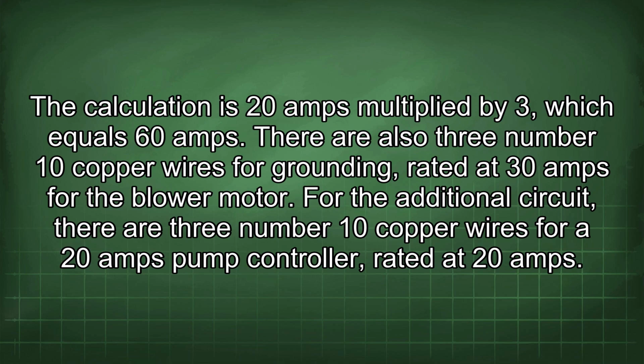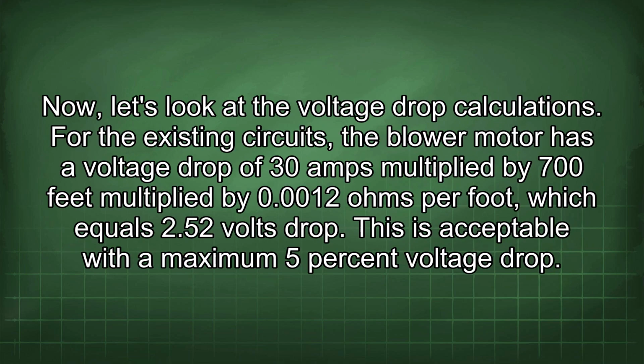For the additional circuit, there are 3 number 10 copper wires for a 20 amps pump controller, rated at 20 amps. Now let's look at the voltage drop calculations. For the existing circuits, the blower motor has a voltage drop of 30 amps multiplied by 700 feet multiplied by 0.12 ohms per foot, which equals 2.52 volts drop. This is acceptable with a maximum 5% voltage drop.